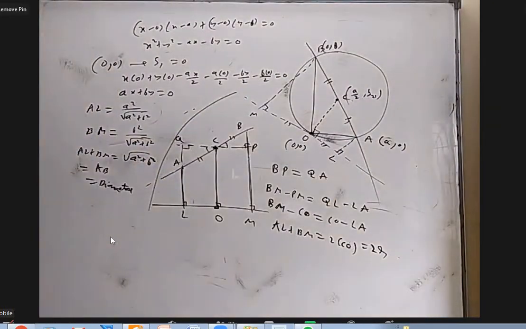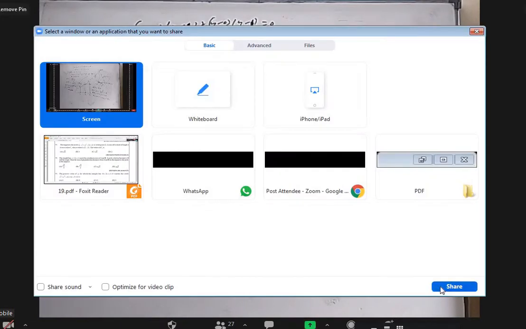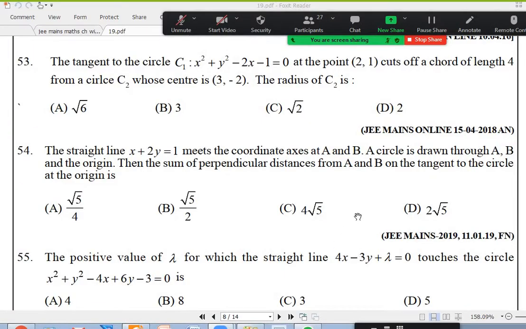In our present question, what is the diameter? The x-intercept is 1 comma 0. The y-intercept is 0 comma 1 by 2. When you find the distance, you get root over 1 plus 1 by 4, which is root 5 by 2. Option B.